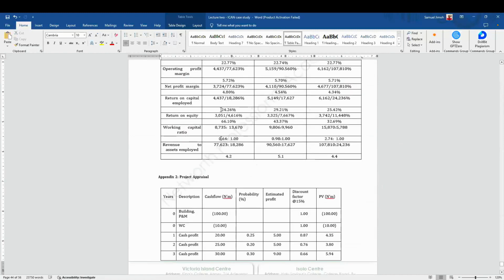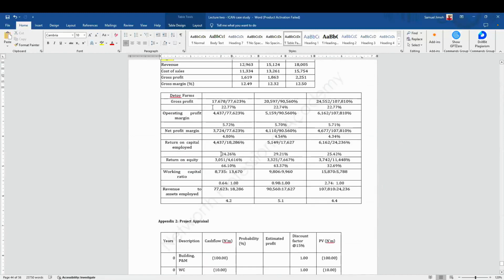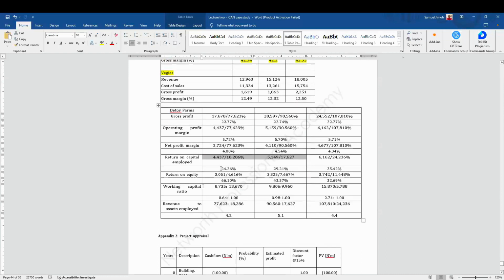Then other ratios that will show the impact of these changes on the profitability of the organization, right? And these are those ratios: the overall gross profit margin ratio, operating profit margin ratio, net profit margin ratio, return on capital employed, return on equity, working capital ratio, and revenue to assets employed. It depends on how you want to do it, right? So we could have current ratio, acid test ratio, then other ratios I mentioned before.